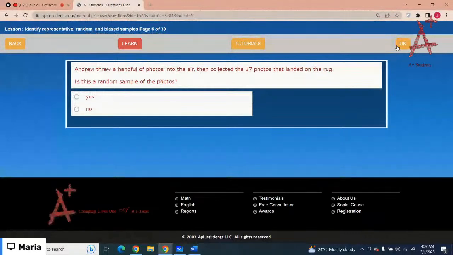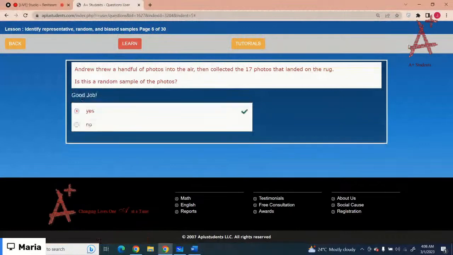Andrew threw a handful of photos into the air, then collected the 17 photos that landed on the rug. Is this a random sample of the photos? So is this random or biased? He threw a handful, and you don't know how many photos were in his hand. Then he collected 17 photos. You don't know what photos are in his hand, so this is a random sample.